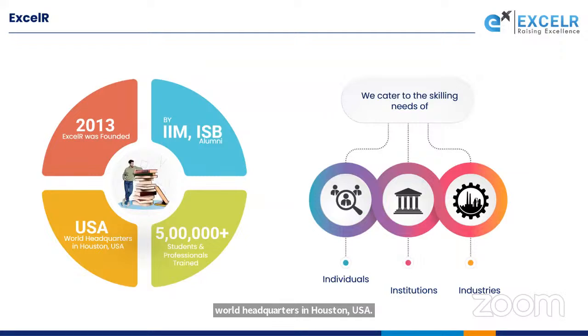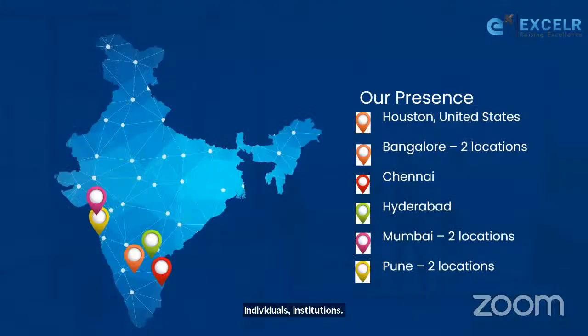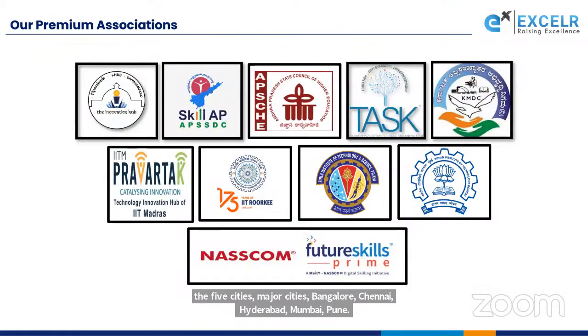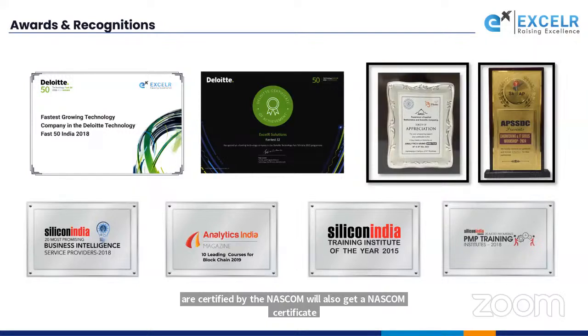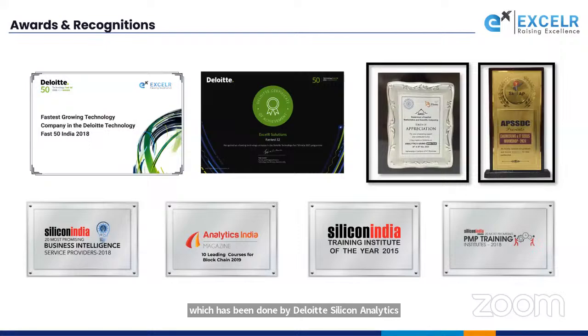We not only cater to the students, but also to faculties and corporates, meeting the requirements of industries, individuals, and institutions. As I told you, we have our presence in 5 major cities: Bangalore, Chennai, Hyderabad, Mumbai, and Pune. We have premium associations with iHub Divya Sampark, Skill Up, APSSDC, AppShe, Task, KMDC, IIT Madras, IIT Roorkee, and NASSCOM Future Skills, largely connected with them for various projects and internship programs, as well as emerging technology courses. Students trained under the programs certified by NASSCOM will also get a NASSCOM certificate. These are a few of our recognitions from Deloitte, Silicon Analytics India, and Silicon India for our exemplary training.